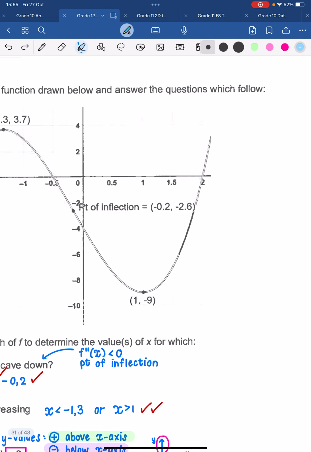Where else is this graph increasing? Here. Oops, sorry, that doesn't look good. It's increasing here. Is the graph concave up here? Yes. Okay, so this is increasing.